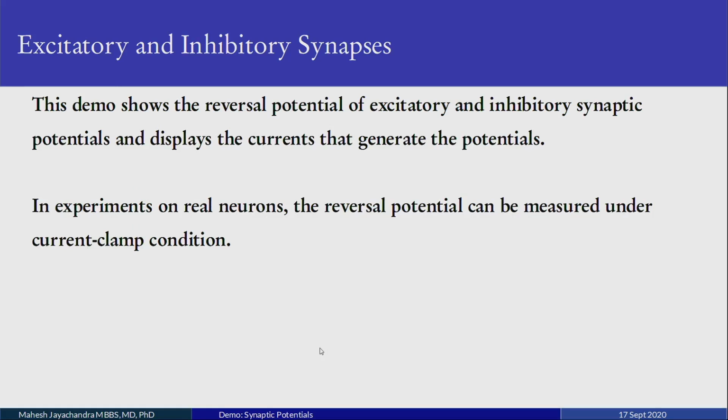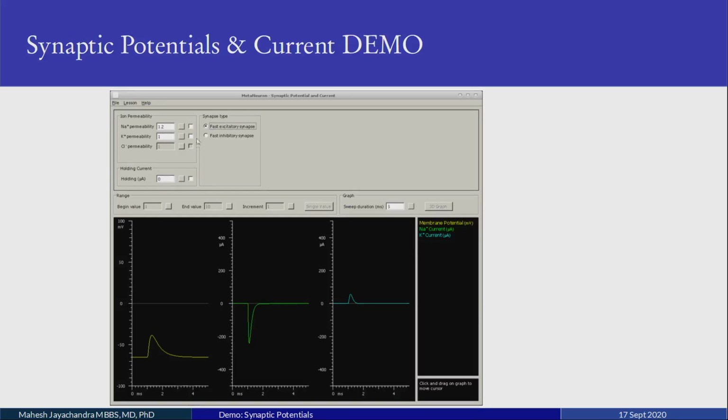So, moving on, our demo will show the reversal potential of the excitatory and the inhibitory synaptic potentials, and it also displays the currents that generate these potentials. In experiments on real neurons, the reversal potential can be measured under current clamp conditions, not voltage clamp but current clamp. Okay. So this is the demo opening panel for synaptic potentials and currents, and we will go through it in detail when we actually do the demo.